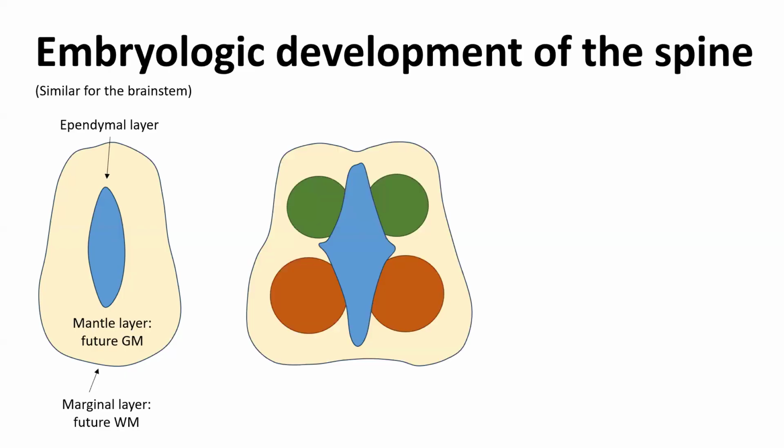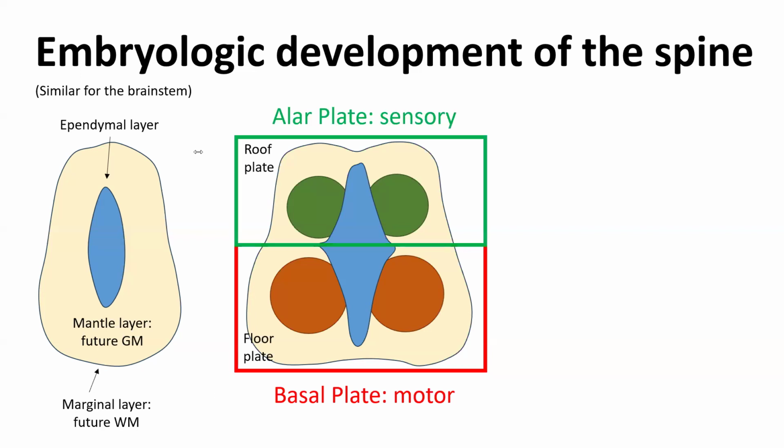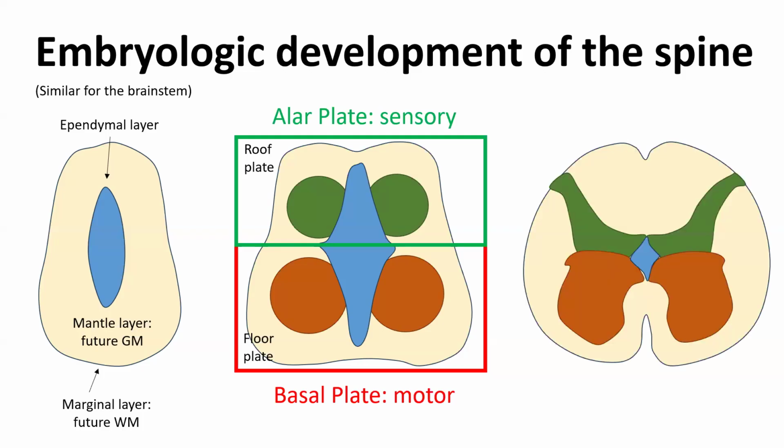During embryological development, we see that anteriorly in the developing spinal cord, we get the development of motor nuclei. So we get motor functions in the so-called basal plate, the ventral part of the developing spinal cord, and sensory nuclei develop posteriorly in the so-called alar plate. So this is what the spinal cord eventually looks like, and we have sensory neurons located posteriorly in the dorsal horns and motor neurons located anteriorly in the ventral horns.